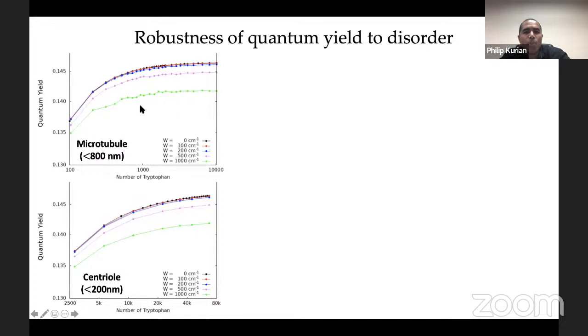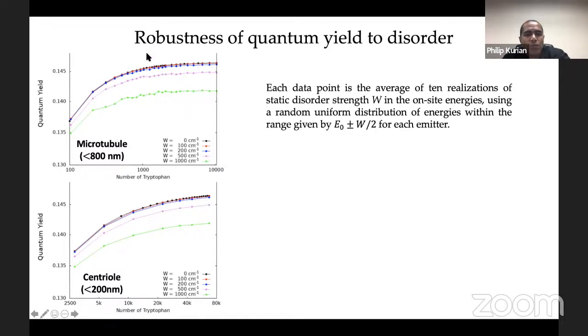So we looked at the robustness of quantum yield to disorder. And as you can see here, we reproduce this for extremely large values of the static disorder in microtubules and centrioles. The key point to recognize is that even at 500 inverse centimeters, this is far beyond thermal disorder in a biological environment, you still see the cooperative enhancement, even a little bit at 1,000 inverse centimeters. And so this is remarkable in such large structures that you would see this enhancement even at high temperature.